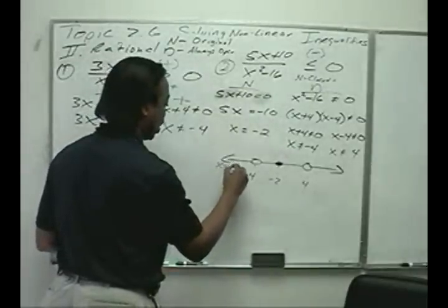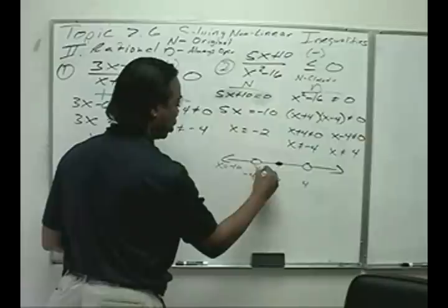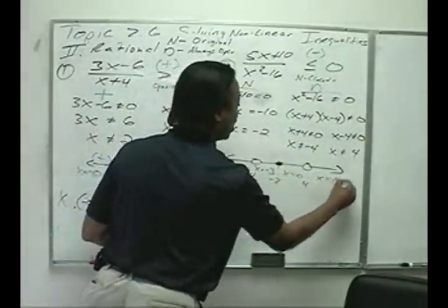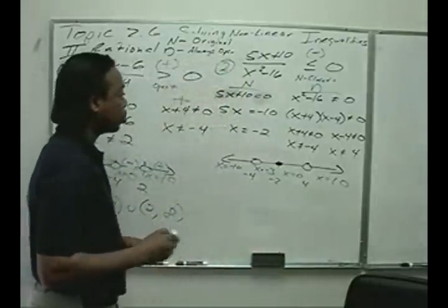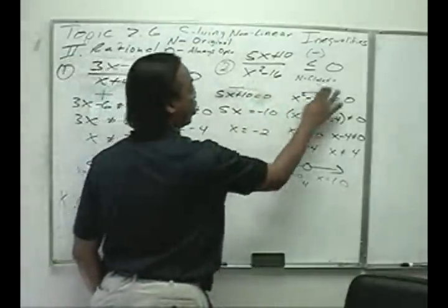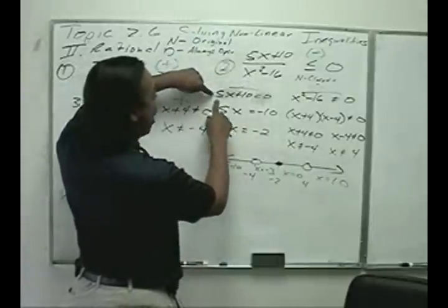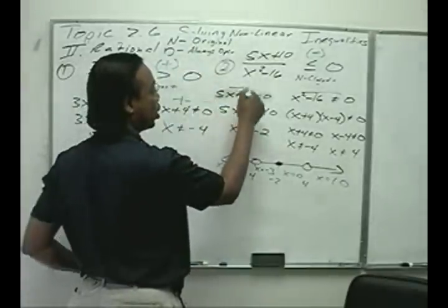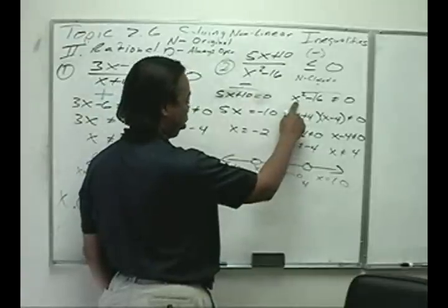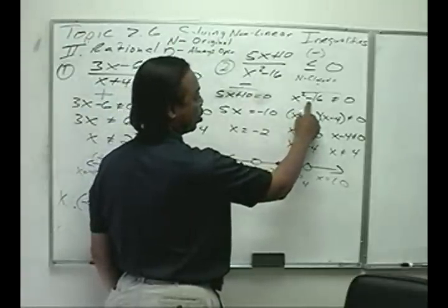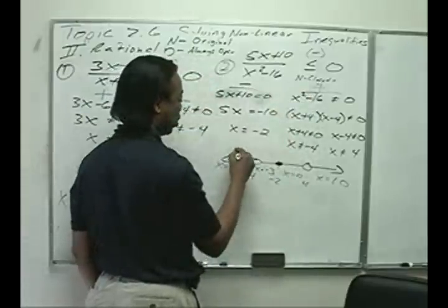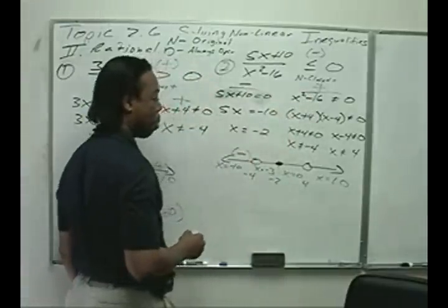Here, I'm going to use x is negative 10. Here, x is negative 3. Here, x is 0. And here, x is 10. All right, so let's begin. Let's get these out of the way. Okay, 5 times negative 10 is negative 50 plus 10 is negative. Negative 10 squared is 100 take away 16. 100 take away 16 is positive. So a negative divided by a positive is negative.